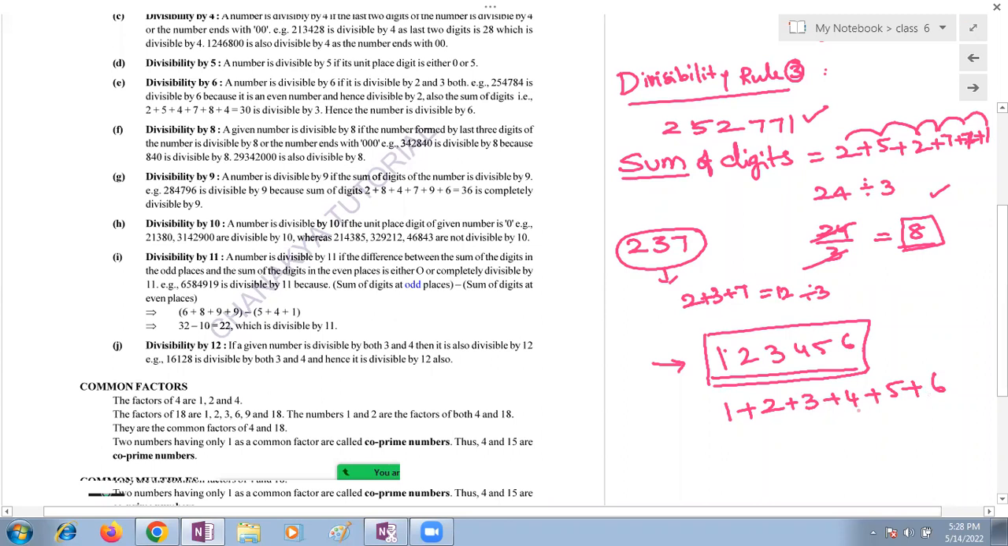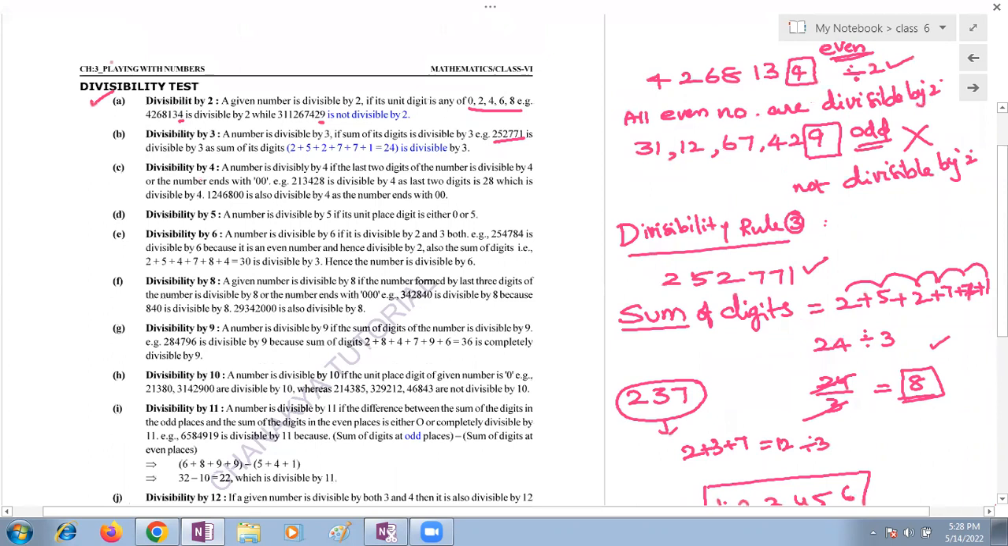What is the answer, children? 6 plus 4 is 10, 15, 21. Yes, very good. 21 is exactly divisible; 21 comes in the 3 table. So the given number is divisible by 3. No doubt in this divisibility rule of 3, right, children?